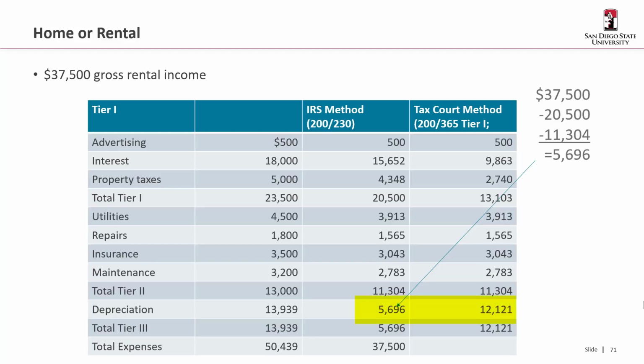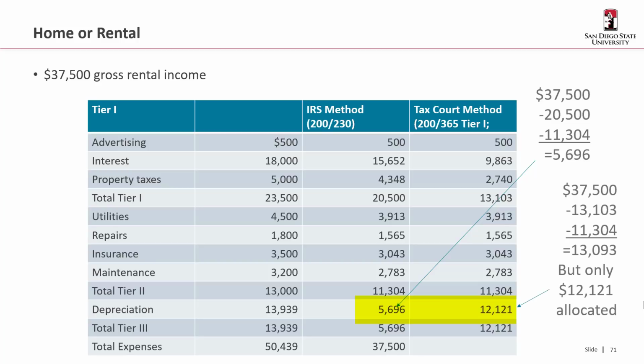But notice what happens because we've lowered the amount of interest and property taxes allocated to the rental activity. We can now increase the amount of depreciation we take because we have plenty of income left over. So in this case, we actually end up allocating all of the depreciation that we can, all $12,121, and we still have a little bit of income left over because we didn't use it all. So what this does is it means, hey, we deducted all of our expenses now as opposed to having them limited. So that's why the tax court method can be popular.